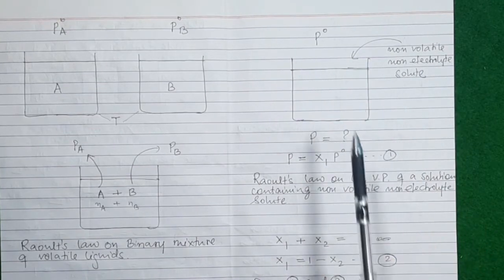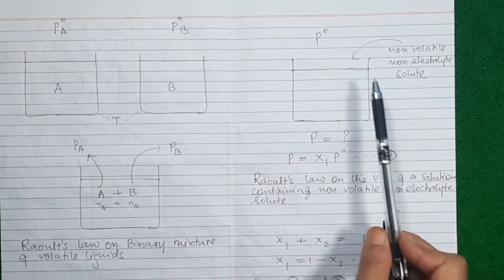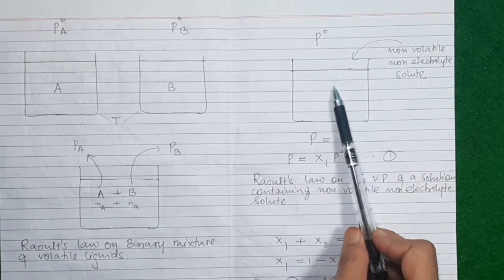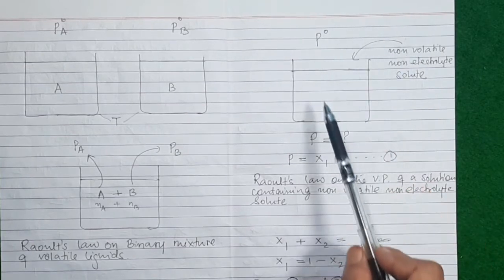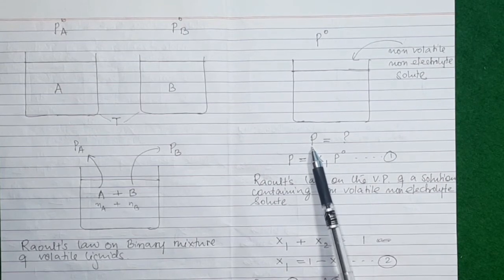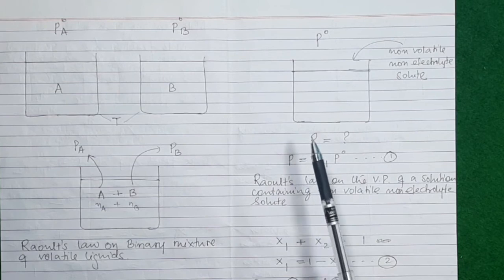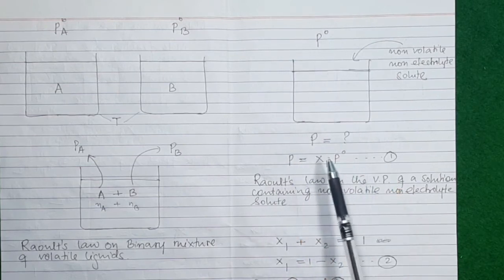Now what has happened? Because we have prepared a solution, it's now impure. Because of the impurity, the vapor pressure won't be P degree A. Now the vapor pressure of this liquid, the solvent, will be lowered. Let's say it gets lowered to a new value called P. The vapor pressure has come down to P. But how much will that P be? I know that P is less than P degree because of lowering, but what will be the value of P?